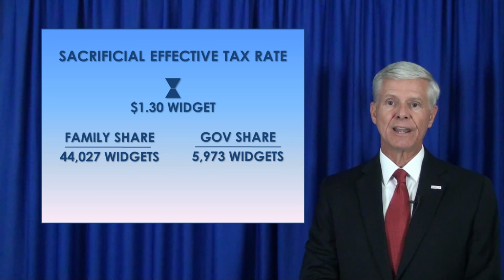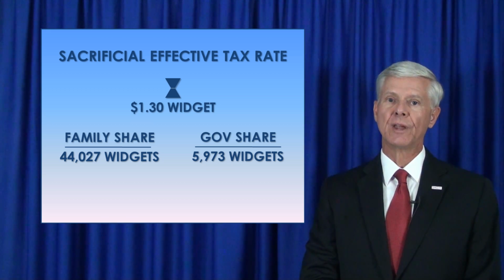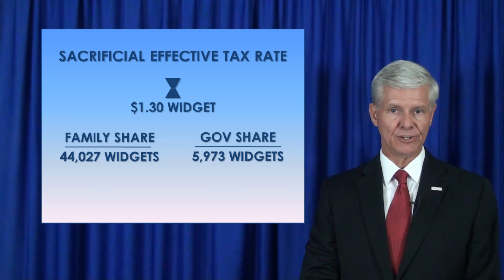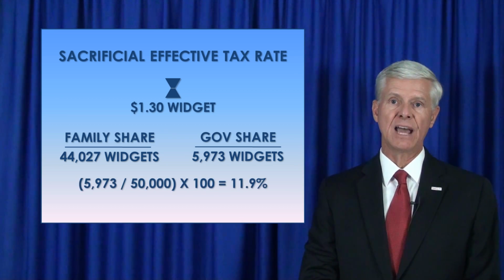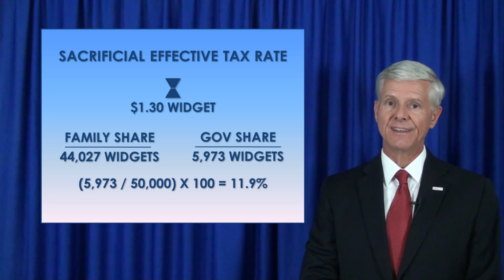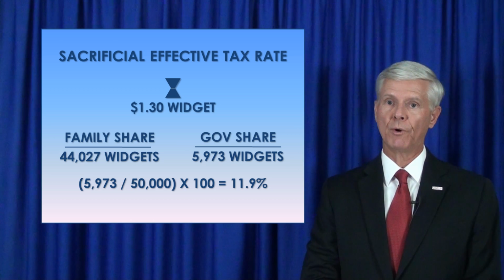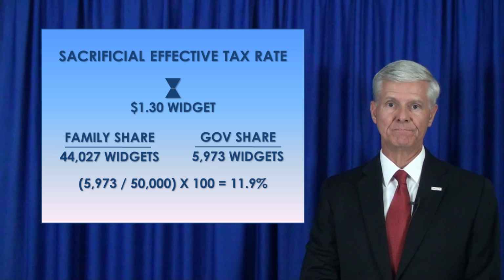44,027. Subtracting this figure from 50,000 available widgets gives us the total number of widgets sacrificed to the government, 5,973. We can now compute the sacrificial effective tax rate as 5,973 divided by 50,000, and the quotient multiplied by 100 gives us 11.9%.